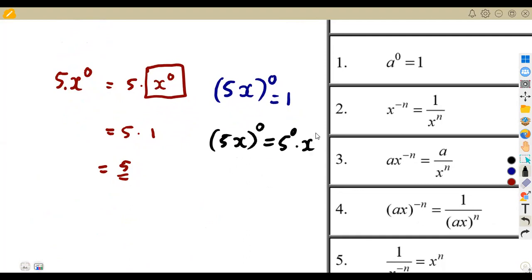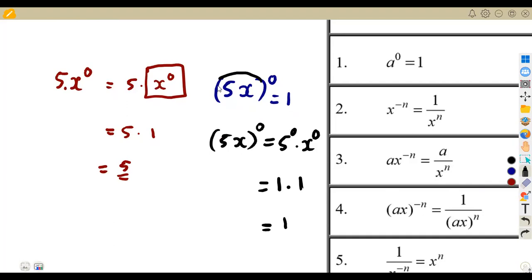X also is going to be raised to the exponent of 0 if it is like this. So that means we are going to have 5 to the exponent of 0, which is 1, times x to the exponent of 0, which is 1, because any number to the exponent of 0 is 1. Then we can multiply 1 times 1, which is 1. So we can have the same answer like this one.